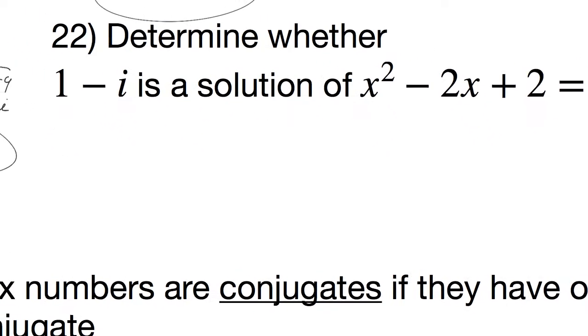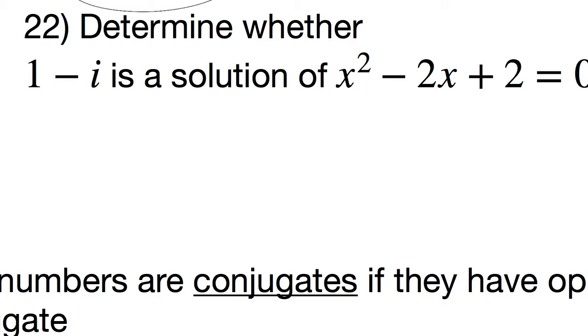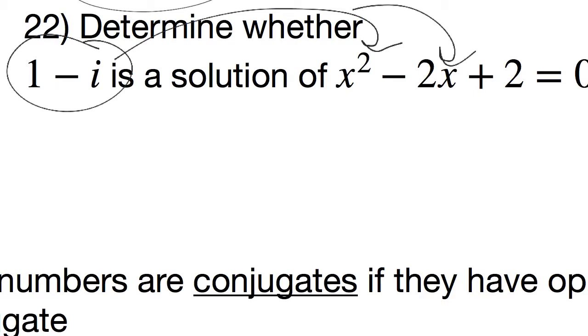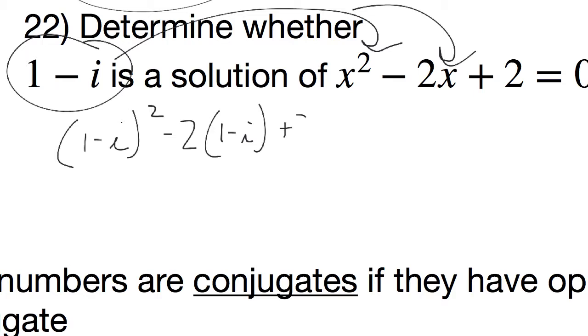Next, determine whether 1 minus i is a solution of this equation. Well, if you want to determine if it's a solution, then you plug it in and see if it works. Let's see, we've got (1 minus i) squared minus 2 times (1 minus i) plus 2 equals 0. Is that a solution? Is it correct?